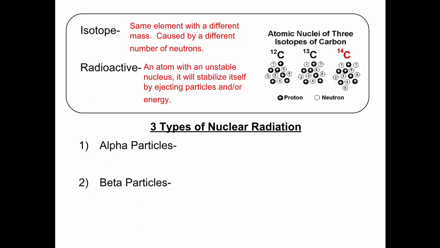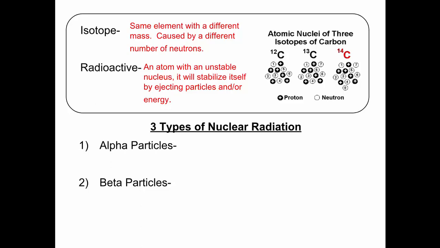So we are going to talk about 3 different types of nuclear radiation: alpha particles, beta particles, and gamma rays. When a nucleus is unstable, like we just said, it can eject a particle or energy. Sometimes it might eject what we call an alpha particle. Does anyone remember when we've talked about alpha particles before?